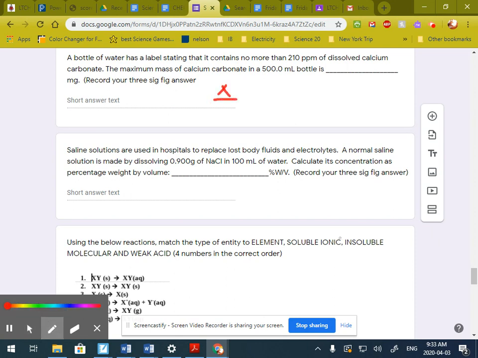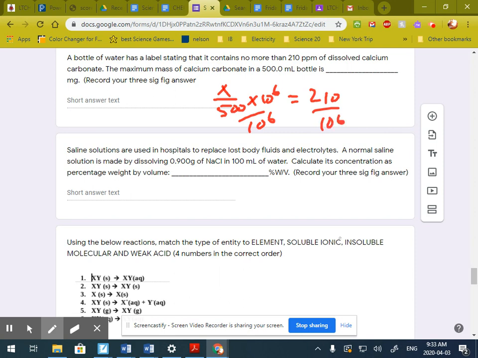X over 500 times 10 to the 6 is equal to 210. Okay, divide both sides by a million times both sides by 500. Now that's going to give us X in grams, because if we're solving for milliliters, we'll have milliliters on the bottom and grams on top. So 210 divided by a million times 500 gives me 0.105 grams. But it wants it in milligrams, which means we have to times this by 1,000, and you get 105.